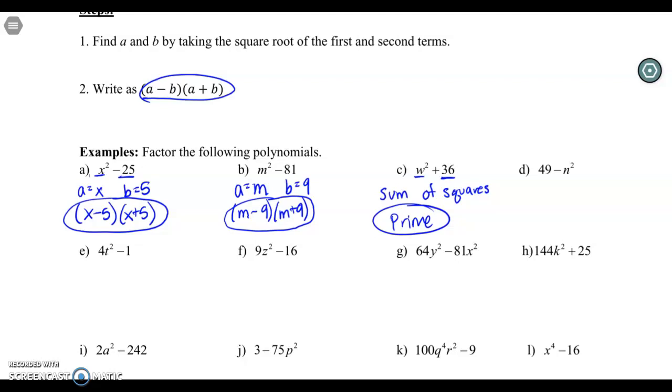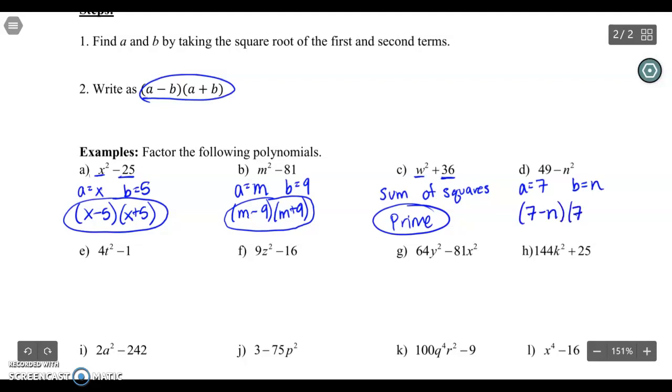Okay. Now D looks a little bit different than the ones we've been doing because there's a number as your first term and then a variable as your second. That's okay. We're just going to factor it the same way. So my A here is going to be 7, because 7 squared is 49. My B is going to be n. So then I just plug that into my formula. So notice that in this case, since my number came first in my original equation, my numbers came first in my sets of parentheses as well.